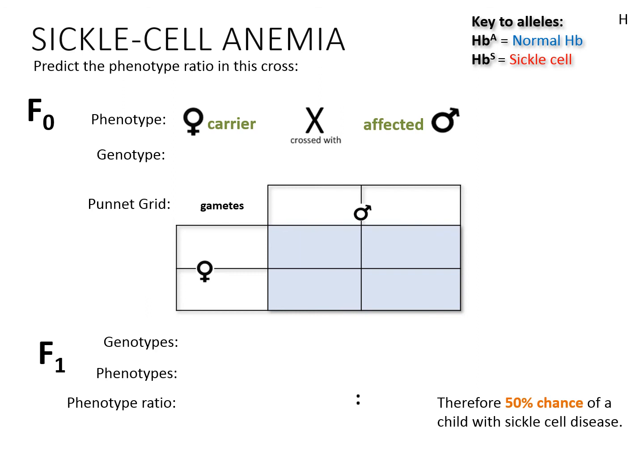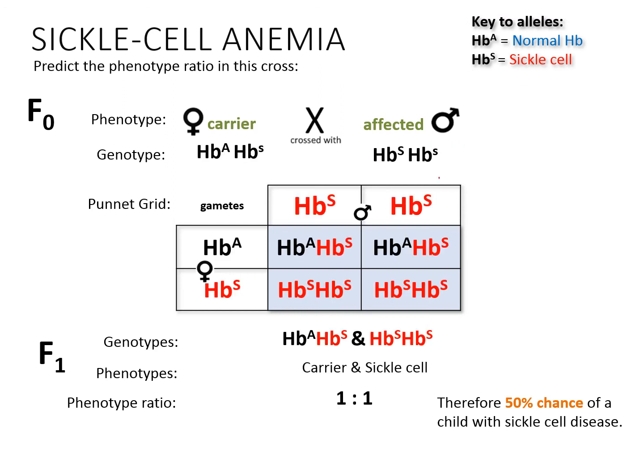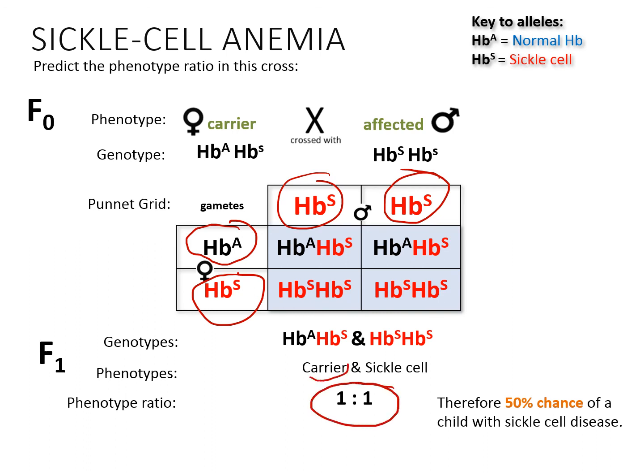Couple of example crosses, just to cement this one in. Key to the alleles is up here. Remember, HbA is normal hemoglobin, HbS is sickle cell. Question here, phenotype: mother is a carrier and dad is affected. What's going to happen? Well, dad is only going to give the HbS allele. Mom is going to half the time give HbA, half the time HbS. So there's going to be a 1-to-1 ratio of carriers to people who have sickle cell anemia.